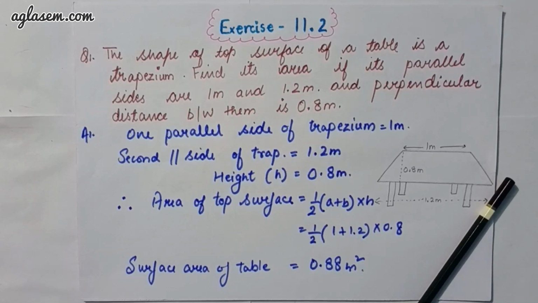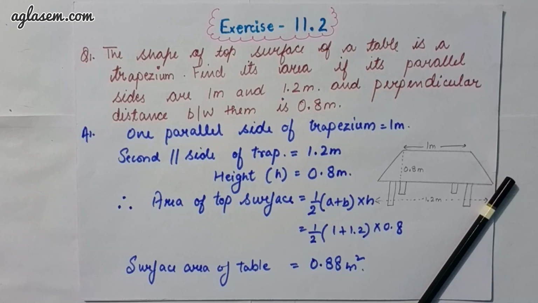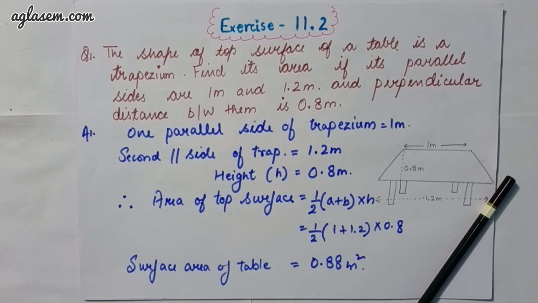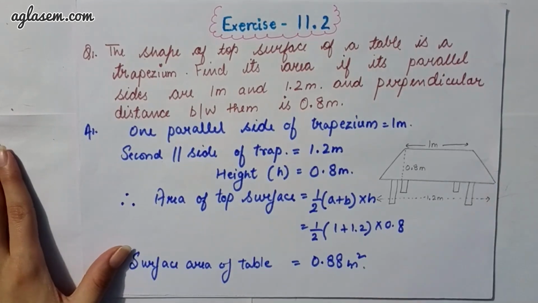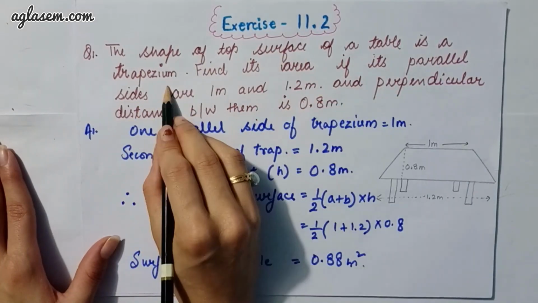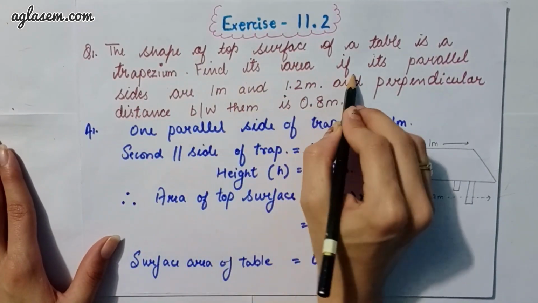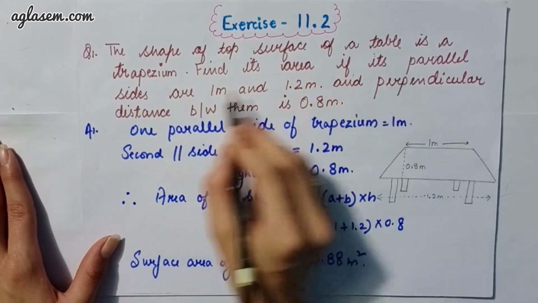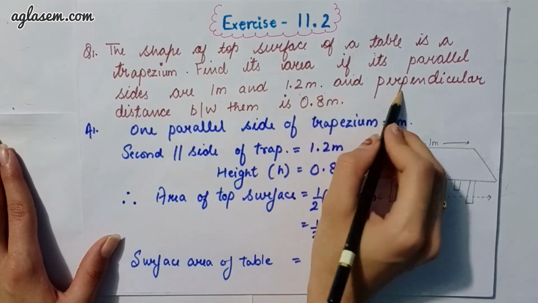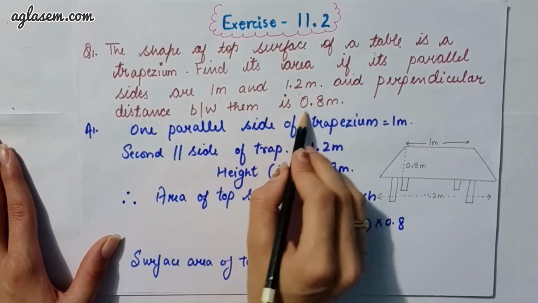Today we will be covering chapter 12, that is mensuration. So starting with the first question of our second exercise, that is 11.2. Our first question says the shape of the top surface of the table is trapezium. We have to find its area. The parallel sides are given, that is 1 meter and 1.2 meter, and the perpendicular distance between them is 0.8 meter.